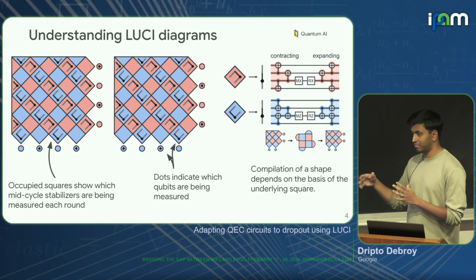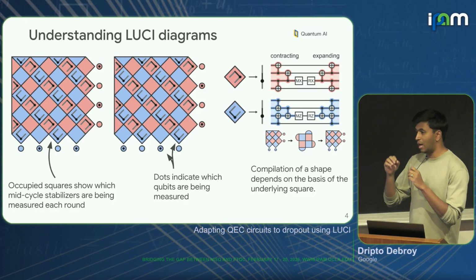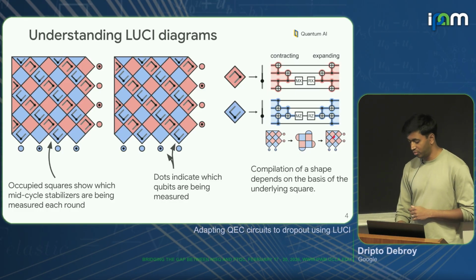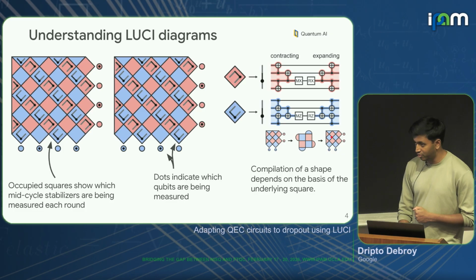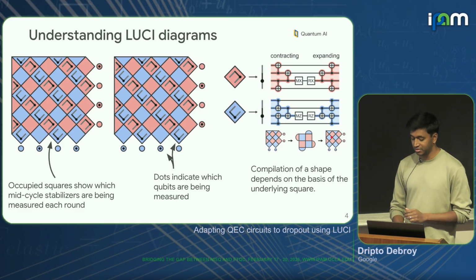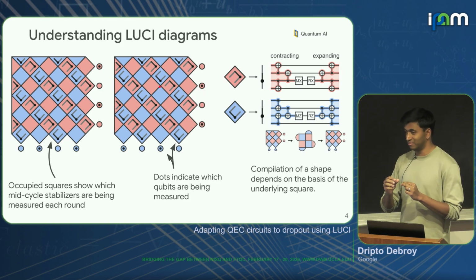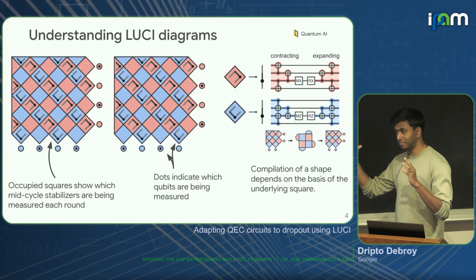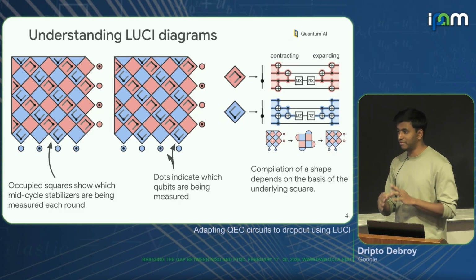And then the CNOT layers that follow will propagate that weight 1 into another weight 4, possibly this one, depending on the particular choices you're making. And then the weight 5 will propagate into the other one. So what ends up happening is you'll measure out half of your X-type mid-cycle stabilizers in a given round, and the other half are the ones that are being stretched out and opened back up again. And that's the life cycle of these things.